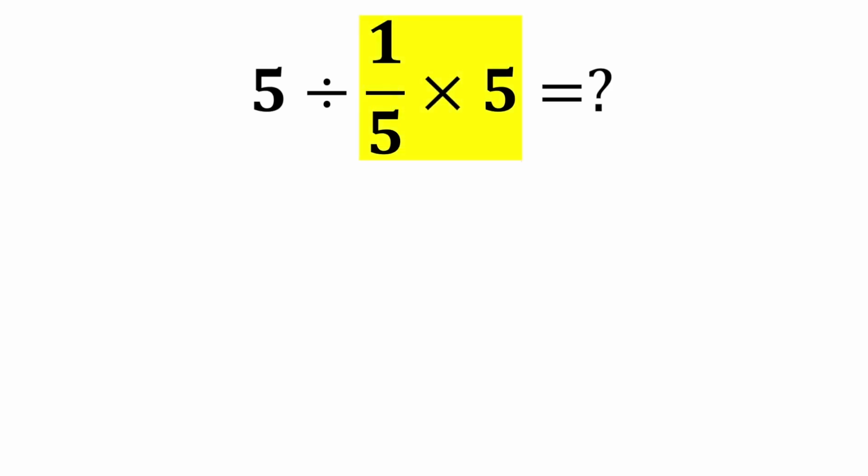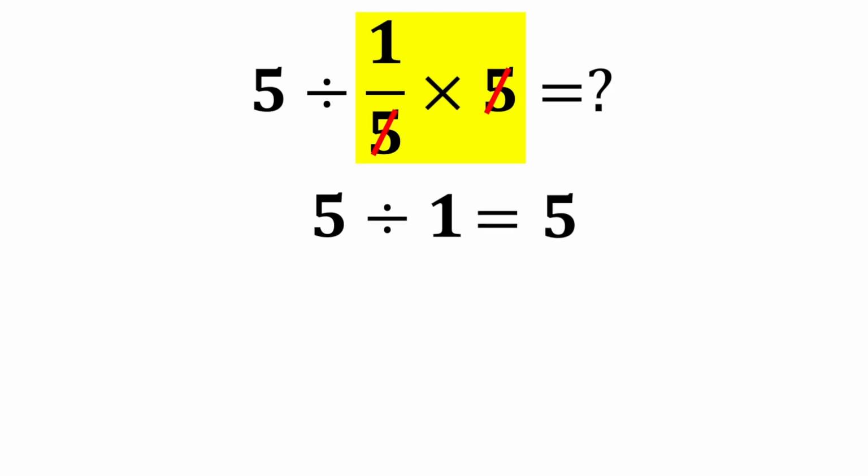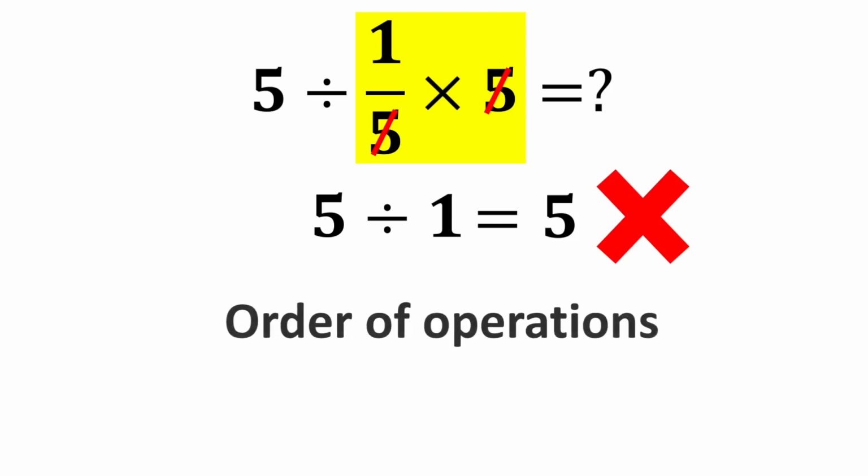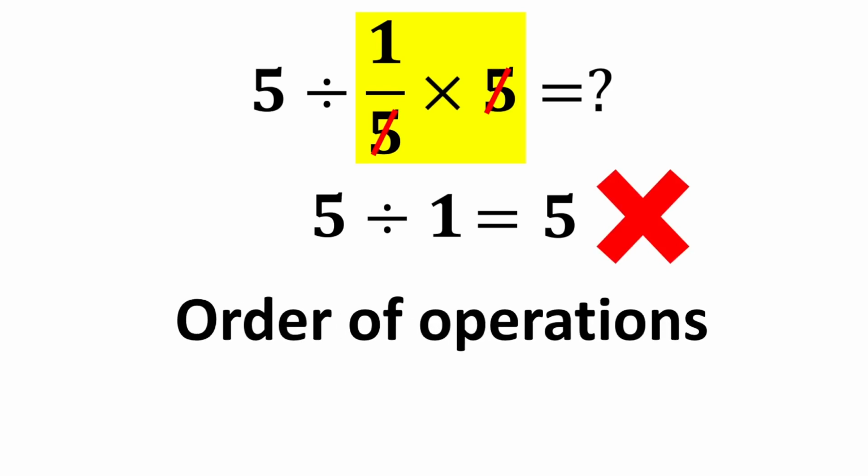First, we perform this multiplication. 1 over 5 multiplied by 5. This 5 and this 5 cancel each other out, and only 1 remains. Finally, 5 divided by 1 equals 5. But this answer is not correct, because we did not follow the order of operations, which is one of the most important rules in mathematics.